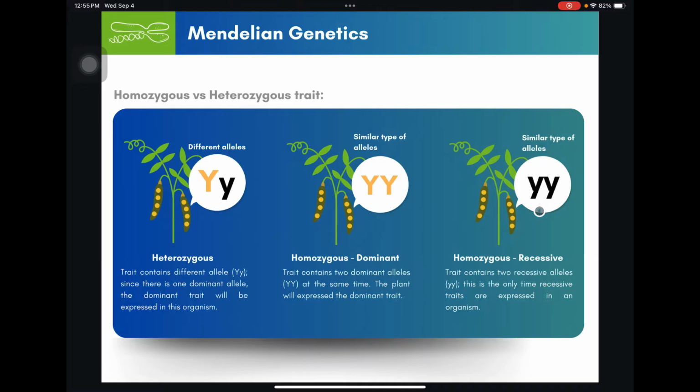Lastly, some last reminders here: you might encounter terminology such as heterozygous, homozygous dominant, and homozygous recessive. When we say heterozygous, the plant or the parent carries two different types of allele, one that is dominant and one that is recessive. When we say homozygous dominant, the plant carries two dominant, or two uppercase letters, as you can see in this one. And when we say homozygous recessive, the plant carries two recessive alleles, as you can see in this one. So this is the only time that the plant will express the recessive trait.